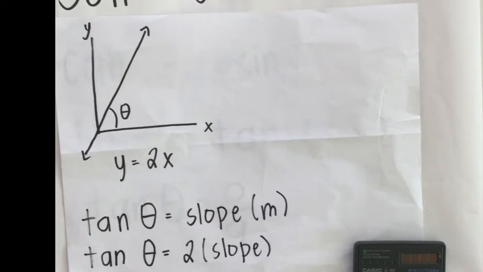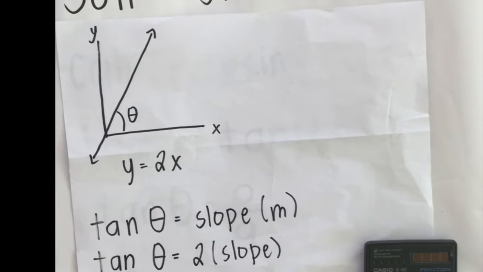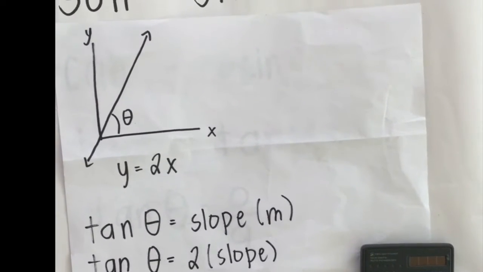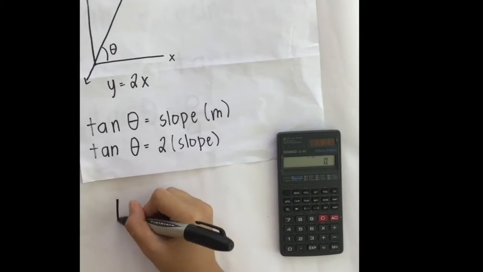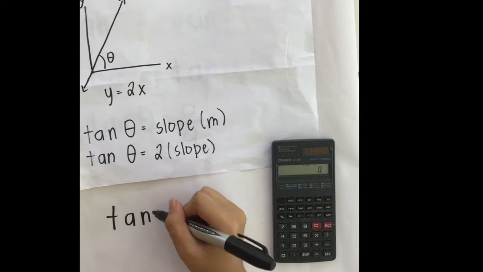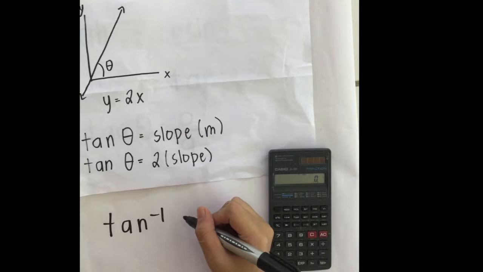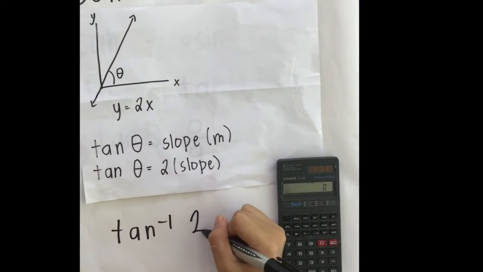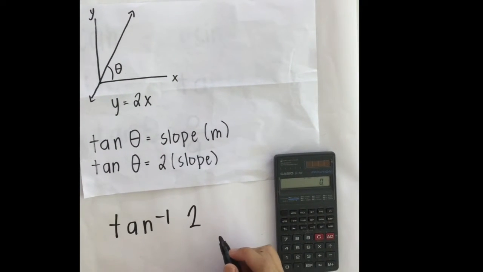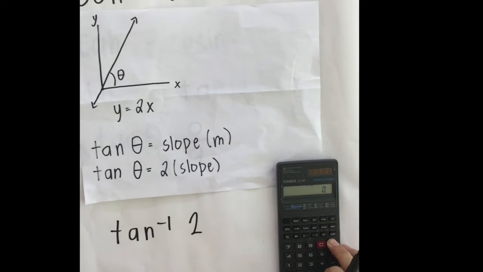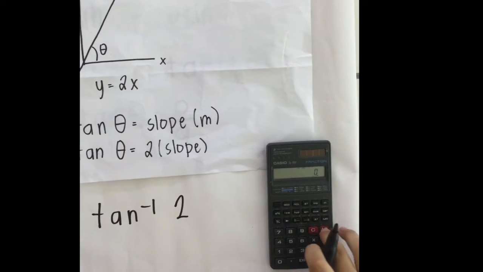In your calculators, press shift tan or arctan, then input the value of the slope to get the answer. Press arctan or tangent raised to the power of negative 1 in your calculator. Then input the slope, which is 2 in this example. Then press the degree button to get the answer.